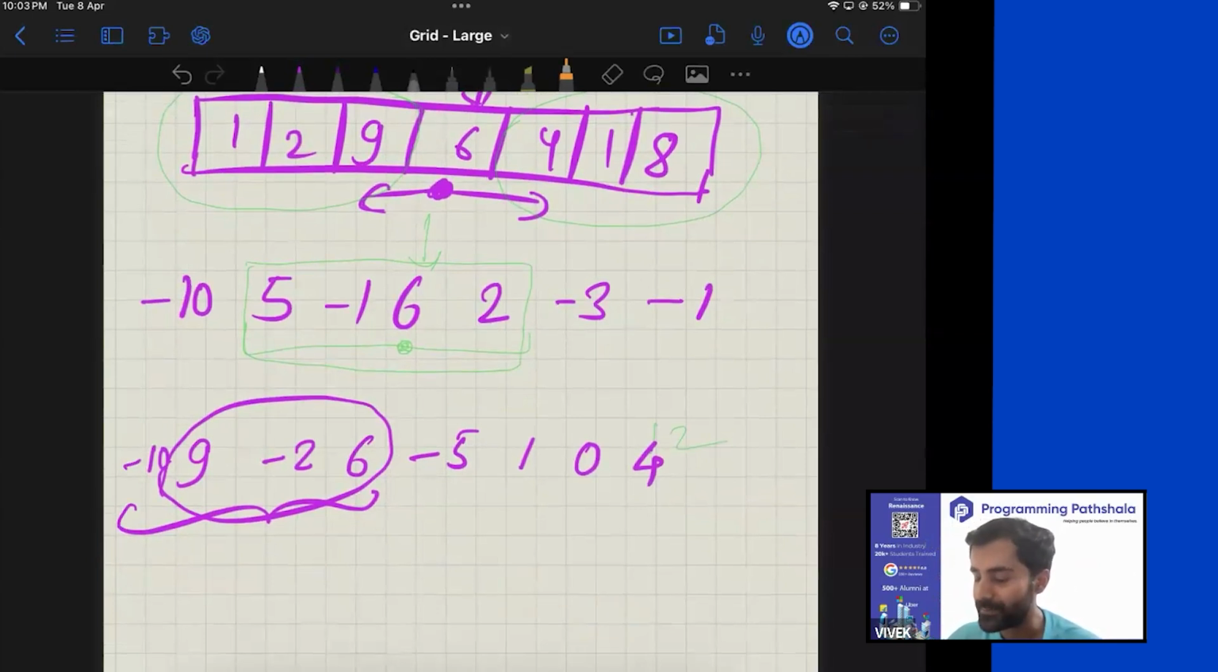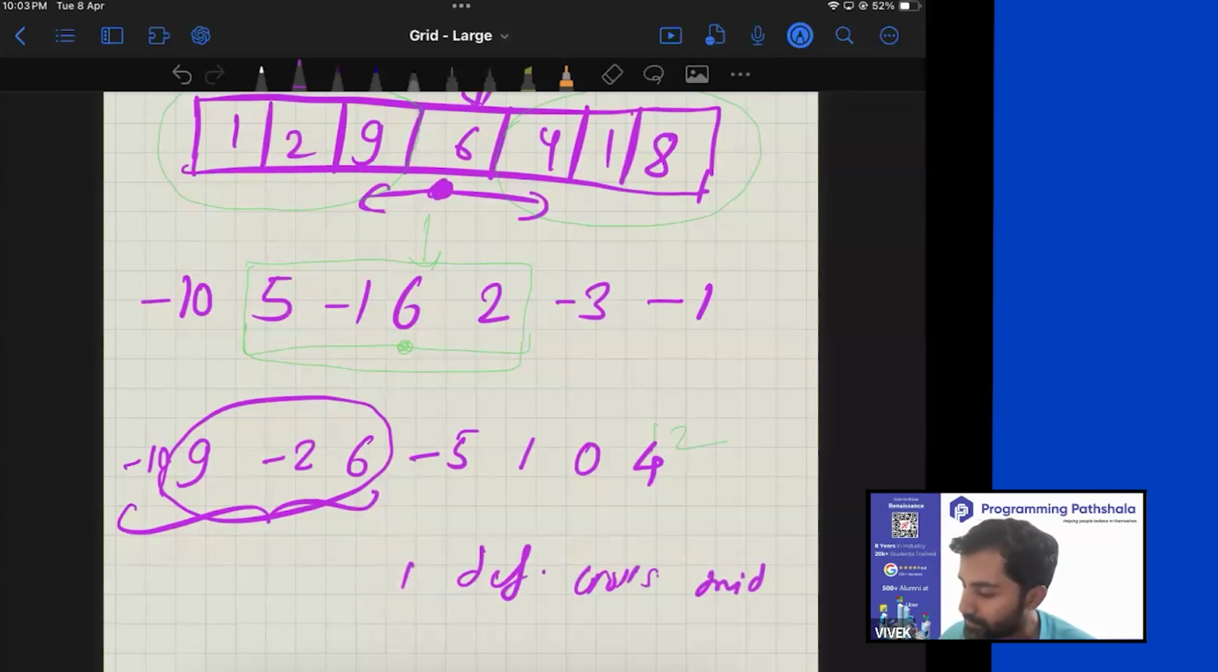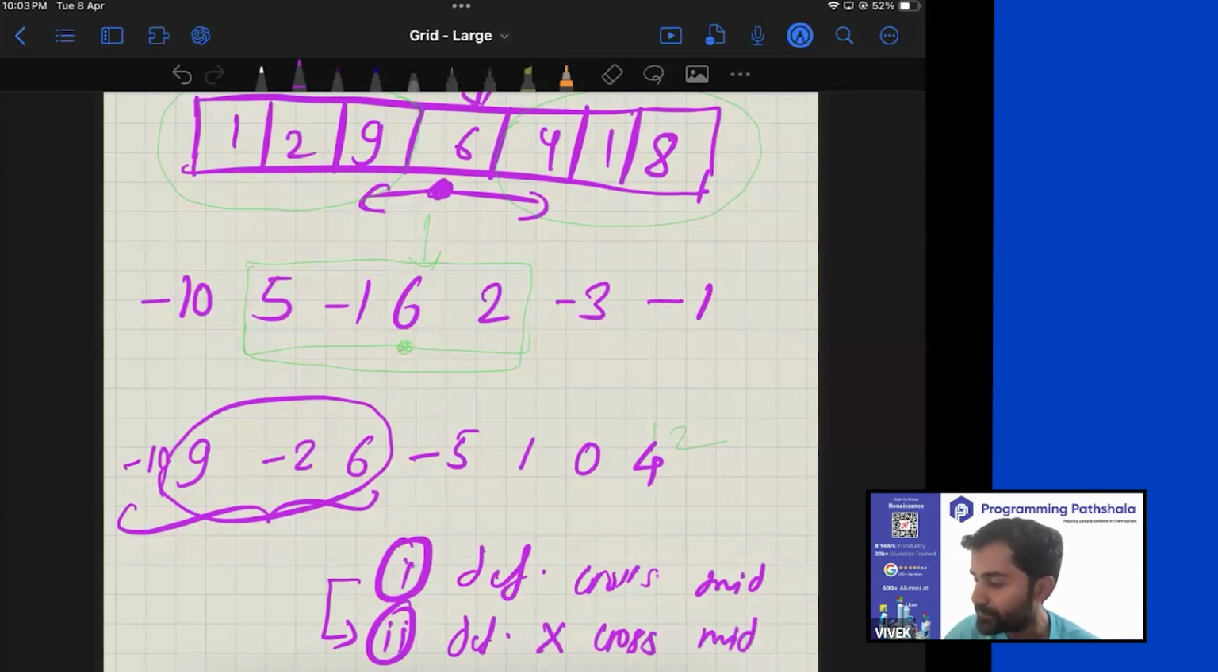For every yes, there is a no, right? So if somebody is saying that, hey, my answer definitely crosses through midpoint, this is one possibility. What is the reverse of this possibility? The reverse of this possibility is that my answer definitely doesn't cross mid.